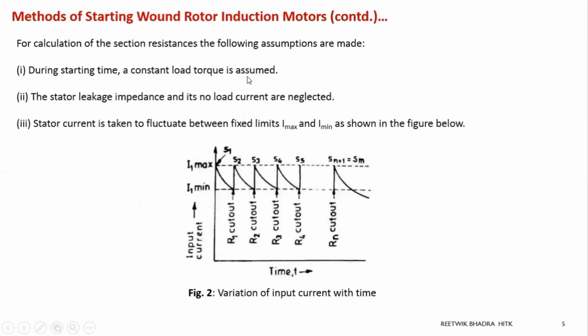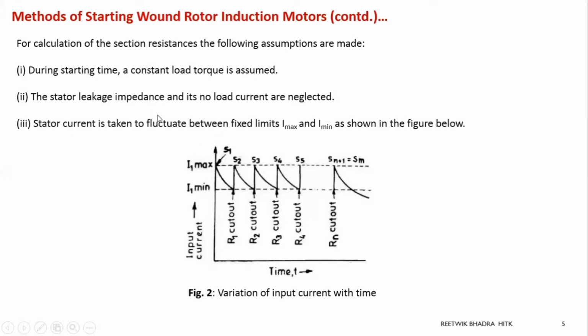Now, a few assumptions are to be made while doing the calculation. What is it? At the starting time, when the motor is starting, a constant load torque is assumed. Okay, load torque is constant. We have to drive, suppose 10 Newton meter of load torque, that we have to assume is constant. If your load torque fluctuates, then your current will also fluctuate. So everything will go on changing. Your resistance will go on changing because torque, current, everything are all dependent. So we have to consider a constant load torque.